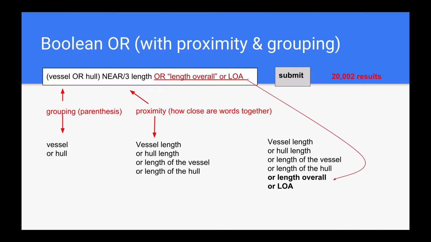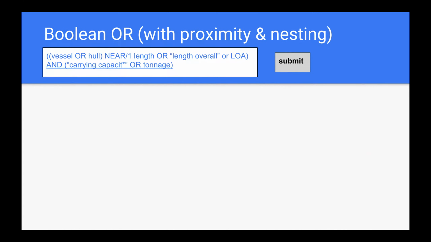We're happy with our strategy for finding vessel length, but we need to make sure we retain the integrity of this component when combining it with our search for carrying capacity. Remember, we have two Boolean OR operators, which work fine in this context, but could make a mess when we add anything further. The solution is to extend the grouping feature with what is known as nesting, which is basically grouping within groups.